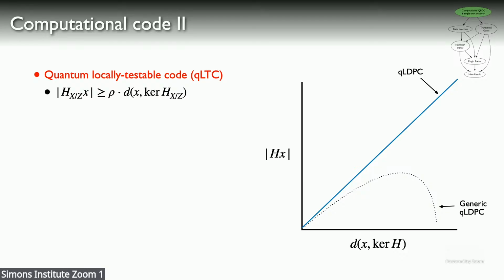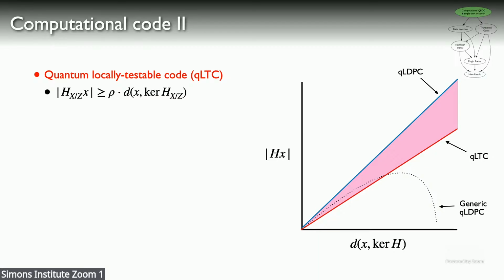And then for a generic qLDPC code, something that's not locally testable, we can be very far from the code space and actually have a very low weight syndrome. And for local testability, this is a much stronger property, and what it's saying is that your syndrome weight lives in this cone.